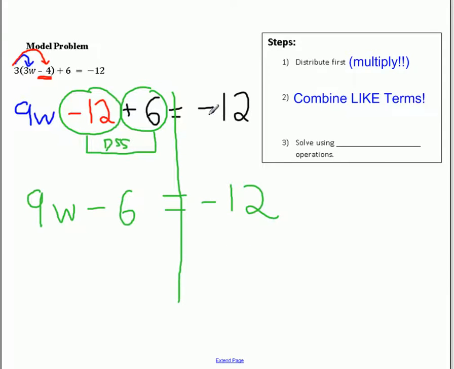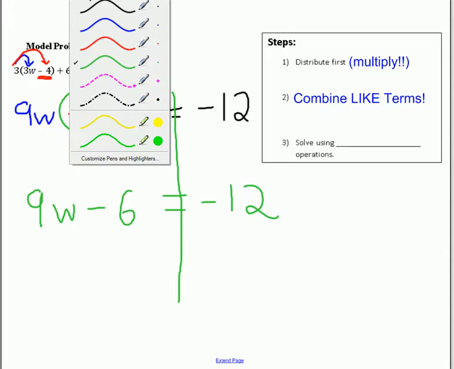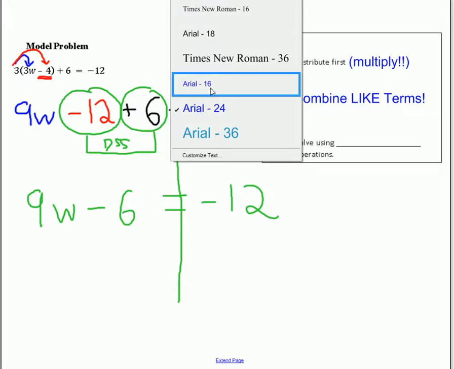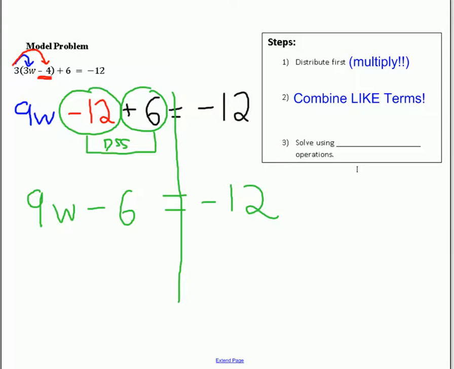Now it looks like a two-step problem. And what we've been doing this whole time is solving it. We solve using blank operations. I know Jess knew the word yesterday. She said it like 3 or 4 times.